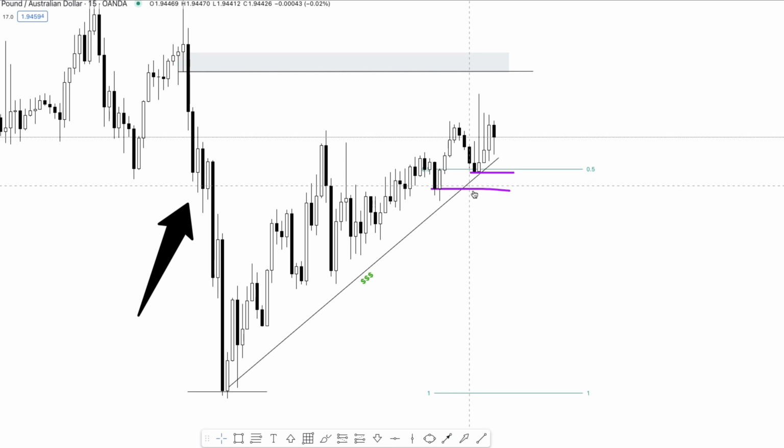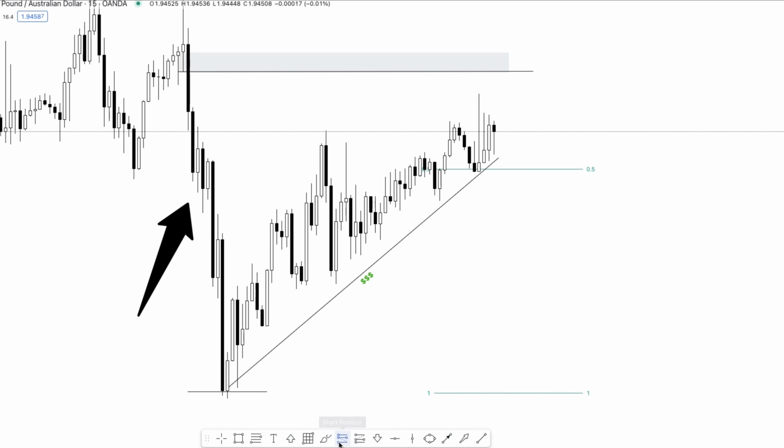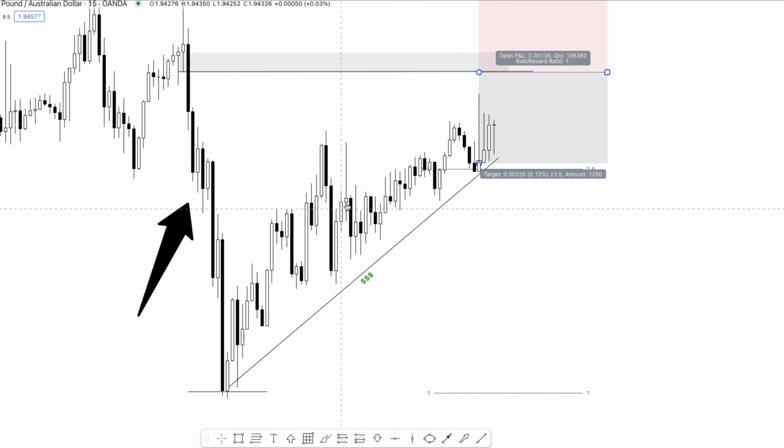But if you're a non-beginner, you could just enter here. I'll show you. If you have some experience, you can just enter off of that zone because we have market structure to confirm our direction. Let's say this is where you want to enter. You can enter off of this zone right here.